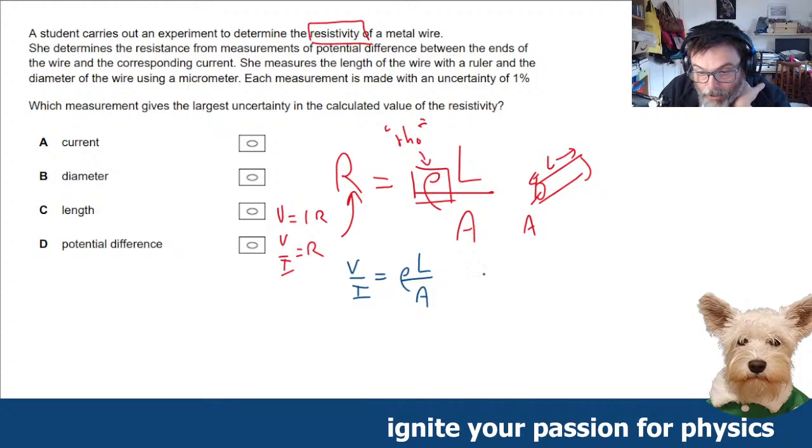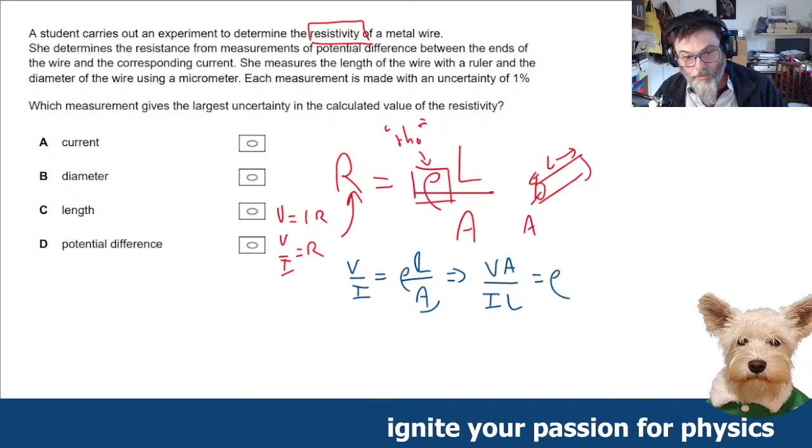Now remember what we're after. We need to know what is going to be the percentage error on rho. So we're going to rearrange this equation. Multiply both sides by A and divide both sides by L. So that will give us VA over IL equals the resistivity, which is what we want.